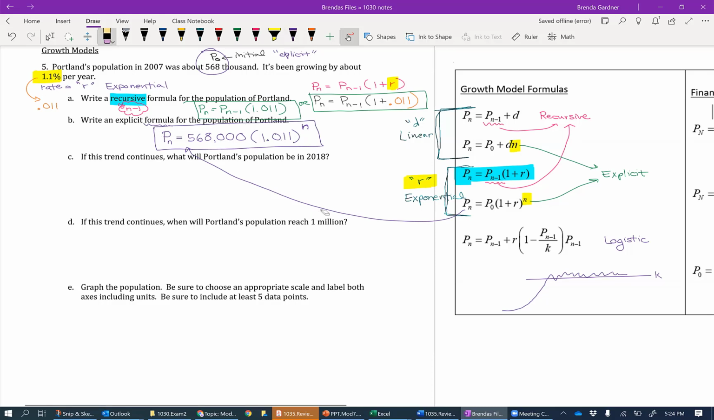And then for part C, that's where I'm projecting out into the future. So I would subtract the 2007 to figure out how many years. It's just going to be 11 years, right? Then just plug 11 into your explicit formula. So you're finding P of 11 now. So I'd have 568,000 times 1.011 to the 11.